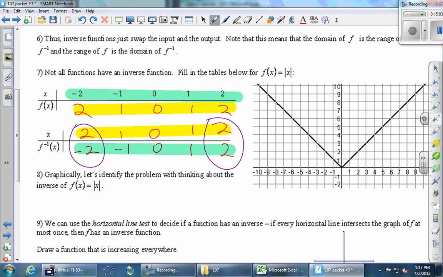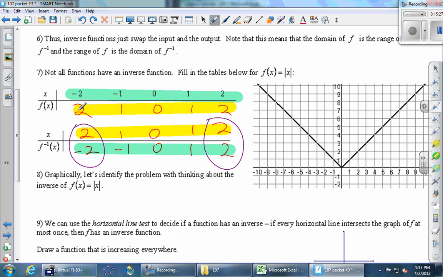Remember our definition for function says if you give me a single x, there's only one answer I can give you for y. But here we've got a problem because some of you guys will say that 2 goes to -2, and some of you will say that 2 goes to +2. So it's possible you can have a perfectly legitimate function. Is this absolute value a function? Yep. But it doesn't have an inverse that's a function.